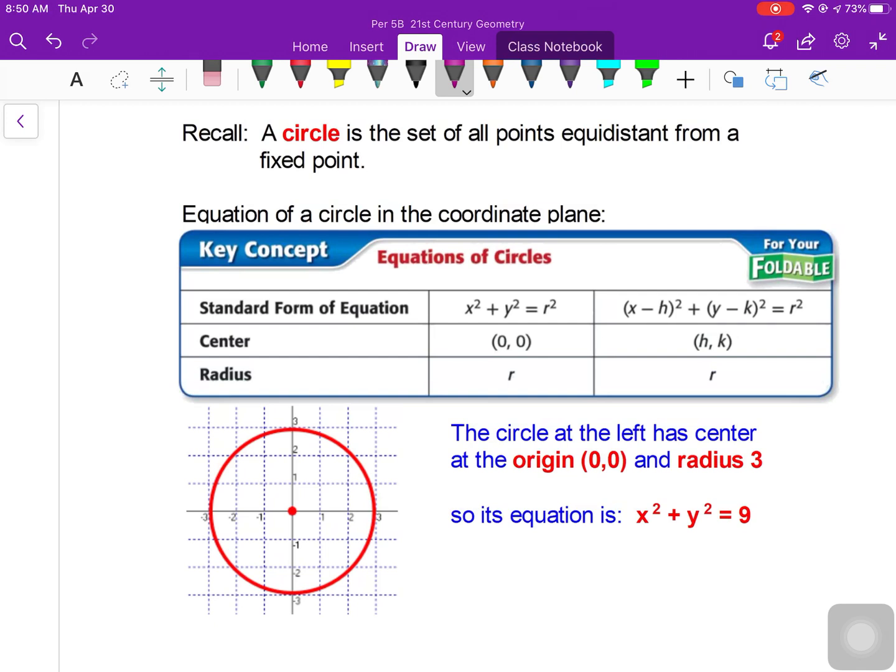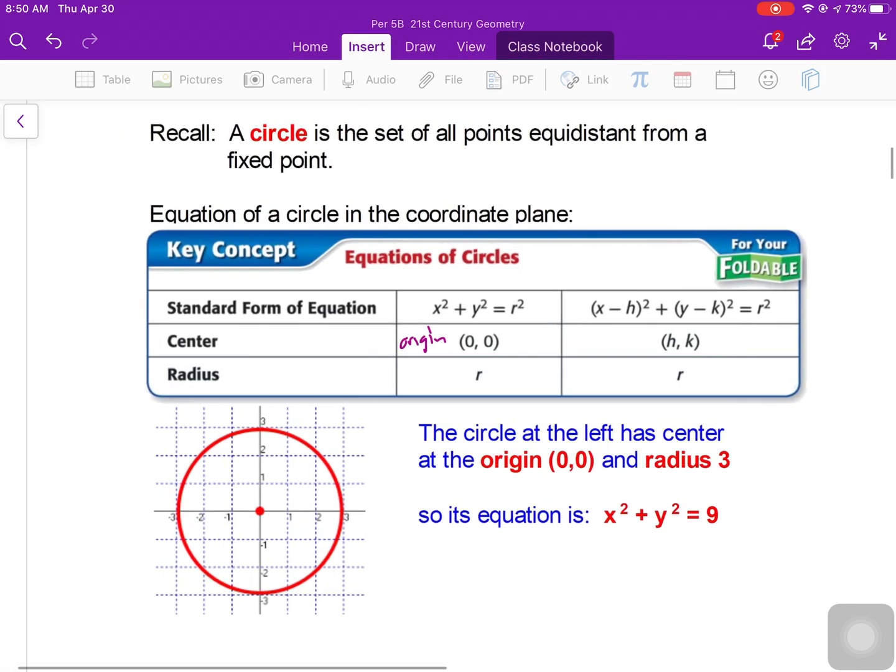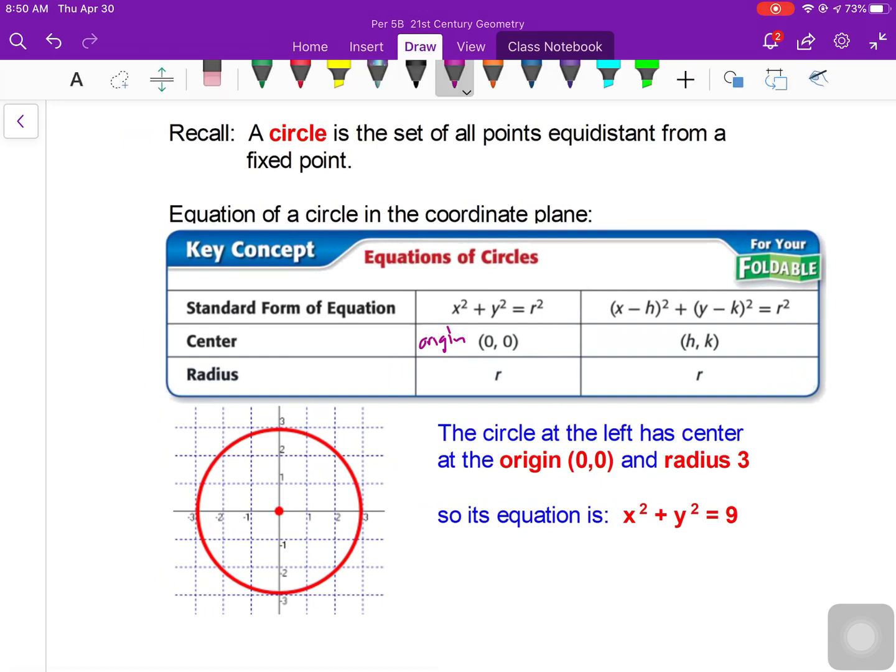Recall that a circle is the set of all points that are equidistant from a fixed point. Now, for a circle, if that fixed point happens to be the origin, the point 0, 0, well, then the equation is much simpler. It's just x squared plus y squared is equal to the radius squared.